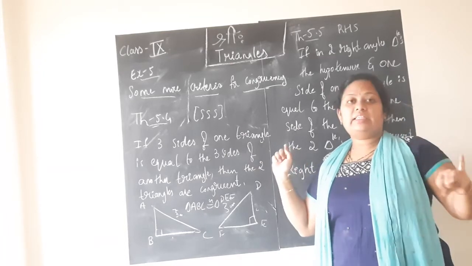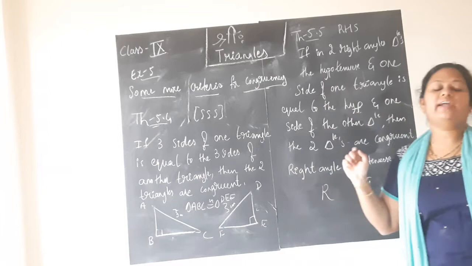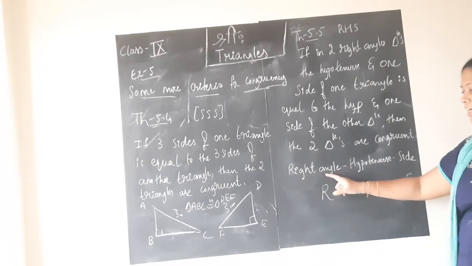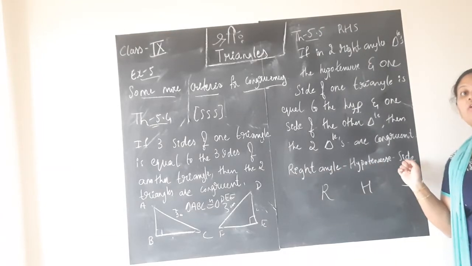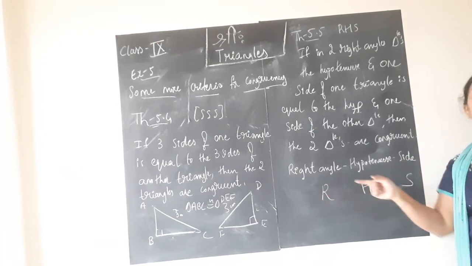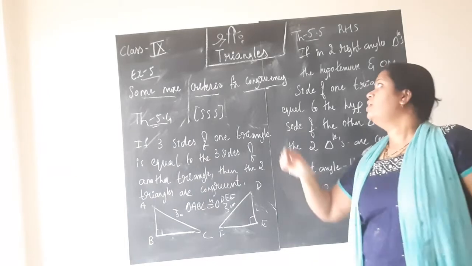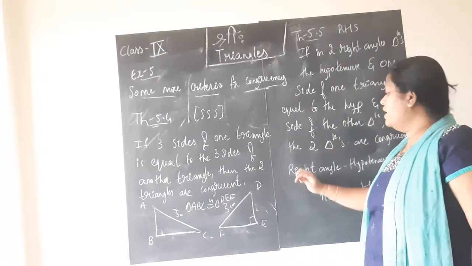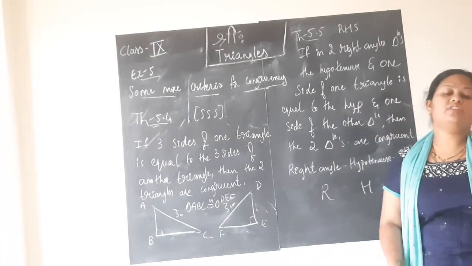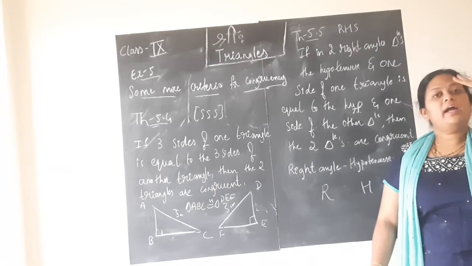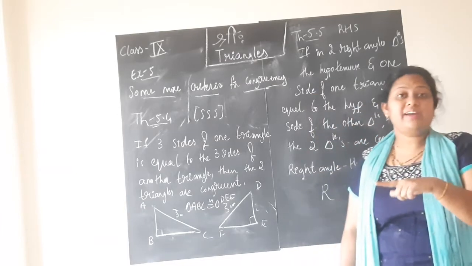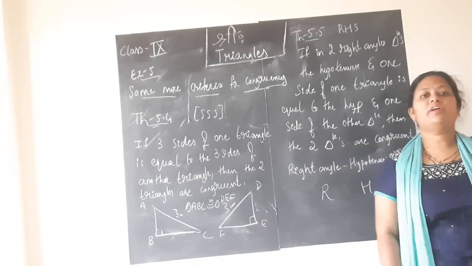So ASA, SAS, SSS, all this you know. But what does RHS mean, children? It is right angle, hypotenuse, side. R is right angle, H is hypotenuse, S is side. RHS congruency, or right hand side, they say. So right angle, hypotenuse, side congruency rule, that is the RHS congruency rule. If the hypotenuse and a side of one right-angled triangle are equal to the hypotenuse and a side of a second right-angled triangle, then both triangles are congruent to each other.